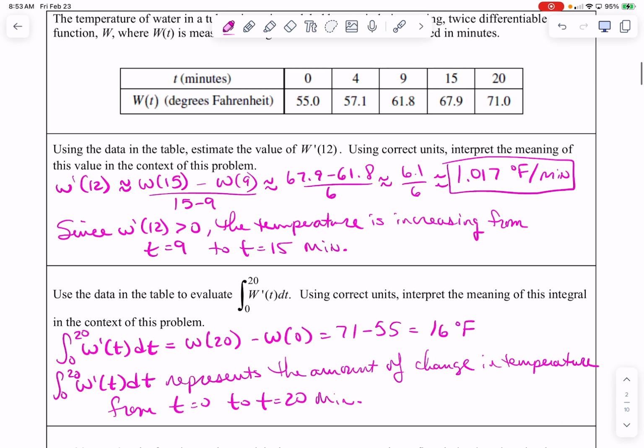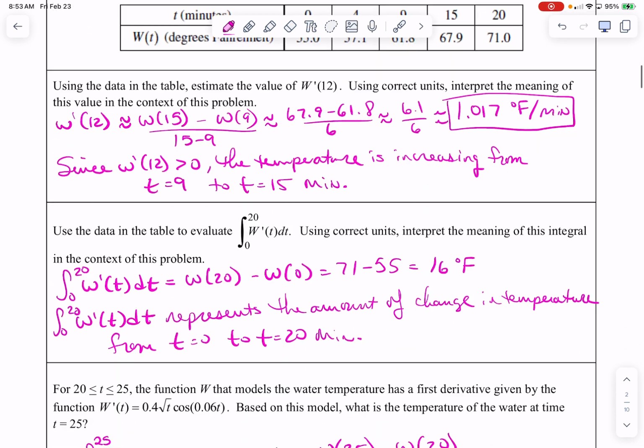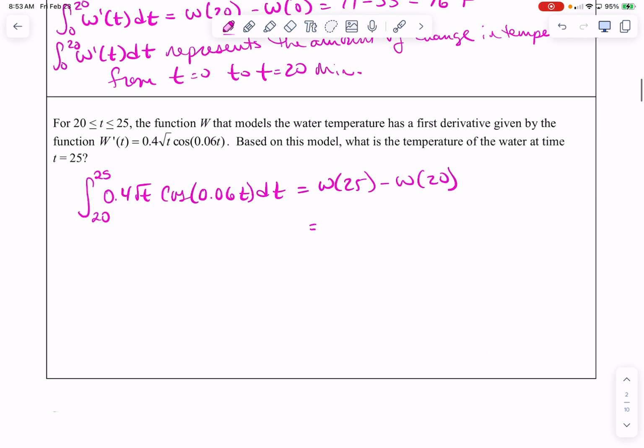Do we know W of 25? No, the table only goes to 20, but we do know W of 20. And use your handy dandy calculators to get that value. Make sure you can do this.